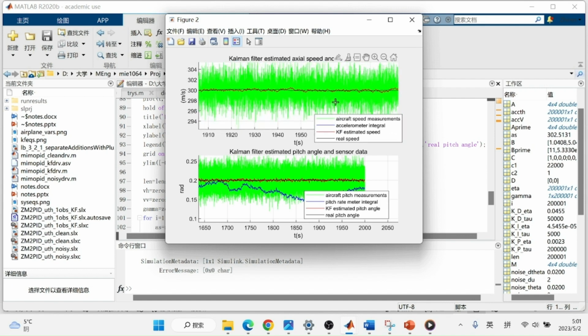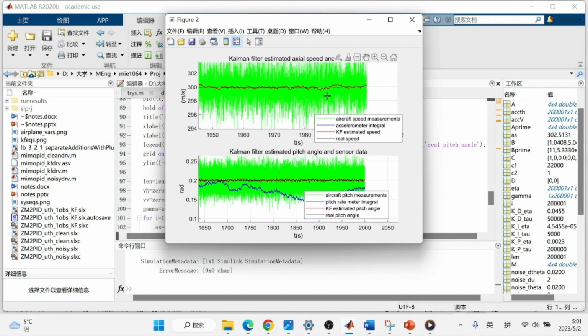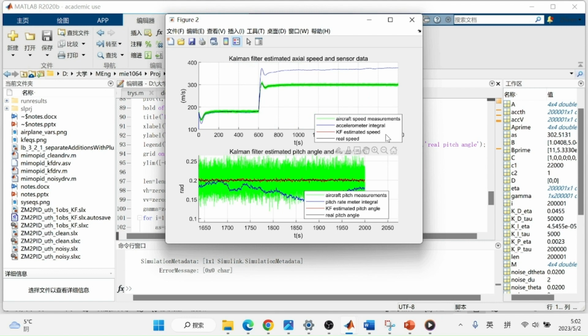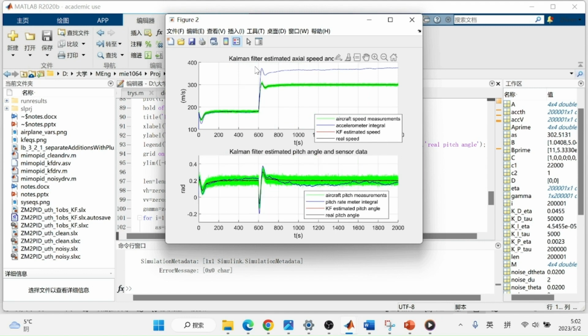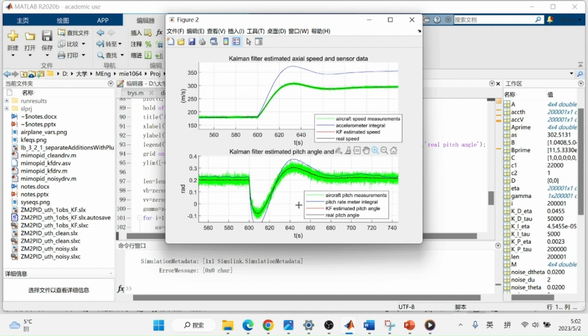And if you look at the black line, the aircraft's behavior is only very slightly affected by the noises in the sensors, and it is managing to track the reference values very well. You can also have a closer look at the parts when the reference is changing. Also nicely tracked.